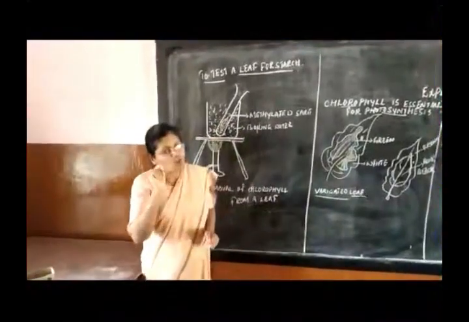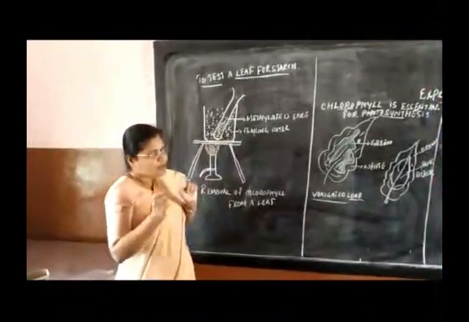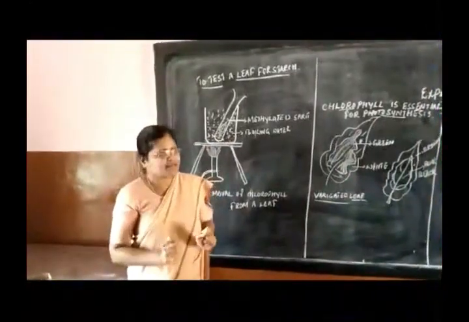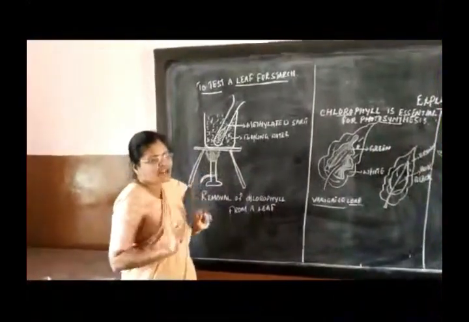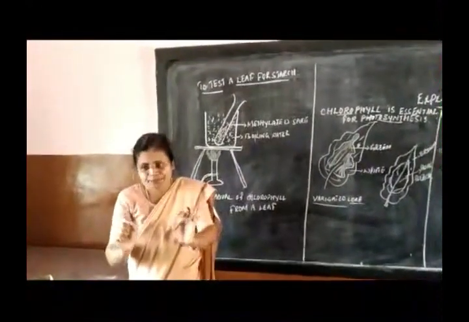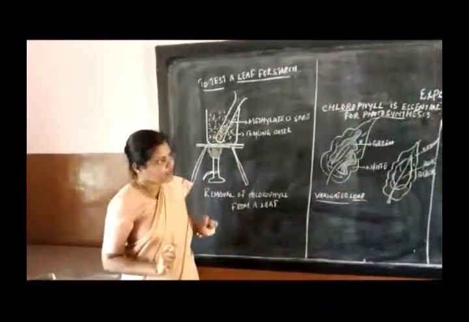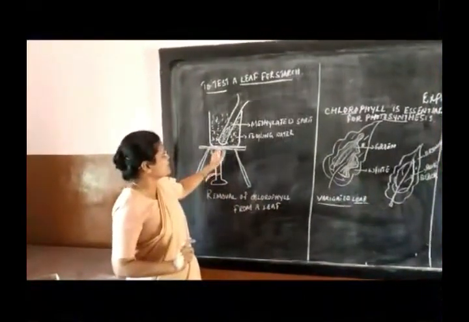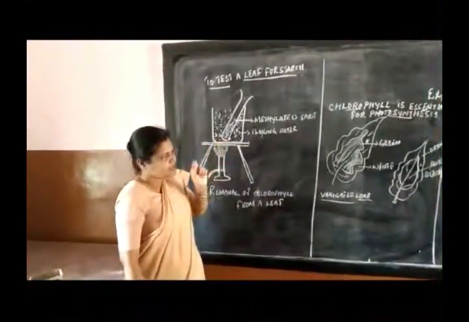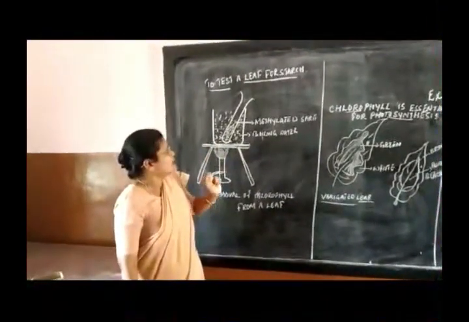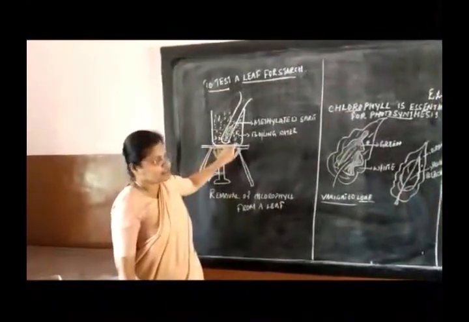Now they ask you, why don't you boil the leaf in methylated spirit directly on the Bunsen burner? This is your Bunsen burner. Why don't you directly boil the leaf in the methylated spirit? We cannot keep it directly on the fire because it is highly inflammable. They'll ask you to give reason that the leaf is boiled in methylated spirit over a hot water bath.